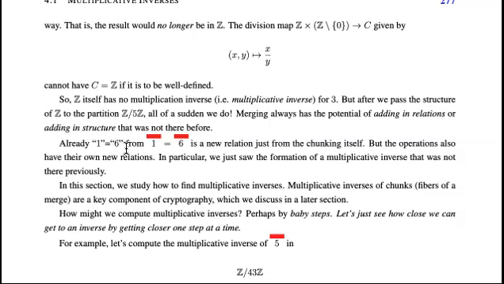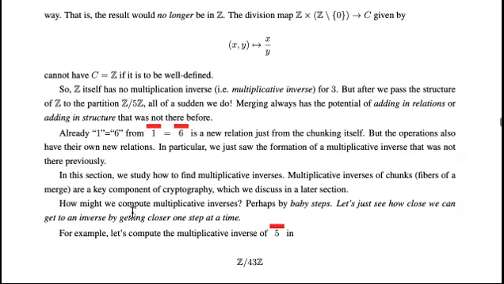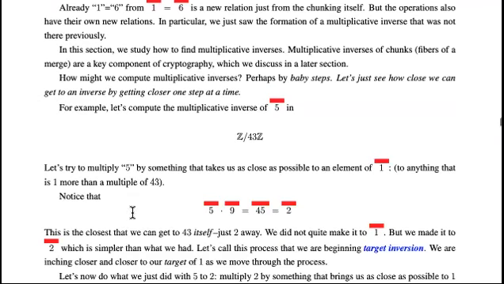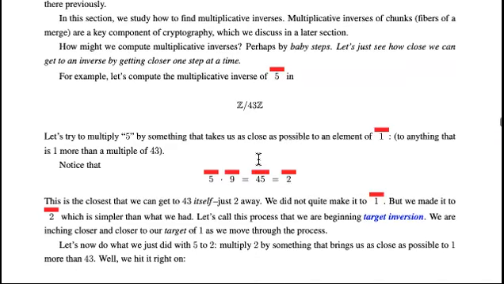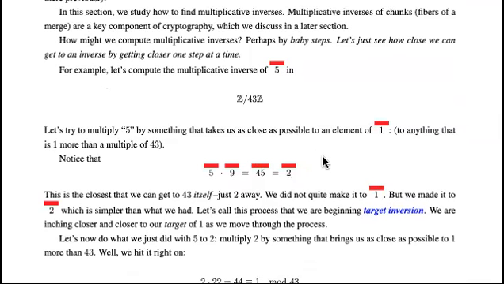So okay, let's take a look at this right here. Let's suppose we want to find the multiplicative inverse of 5 bar in Z mod 43Z. Okay, so let's see how that would work. Okay, well, here we're trying a process. Let's try to multiply 5 by something that takes us as close as possible to 1 bar.